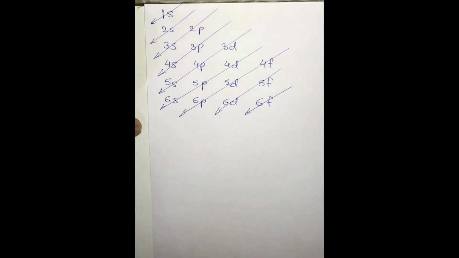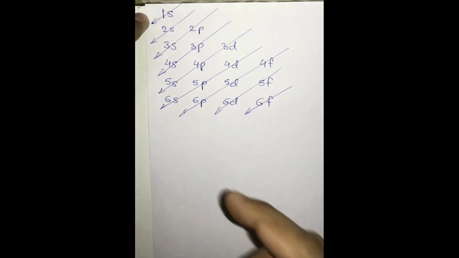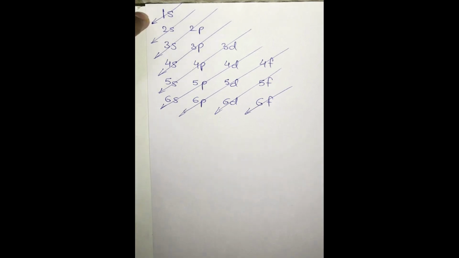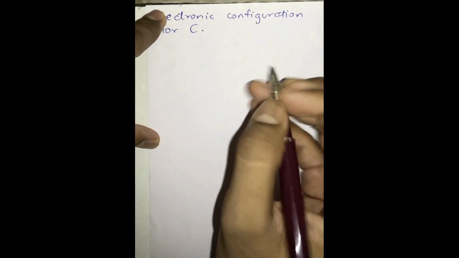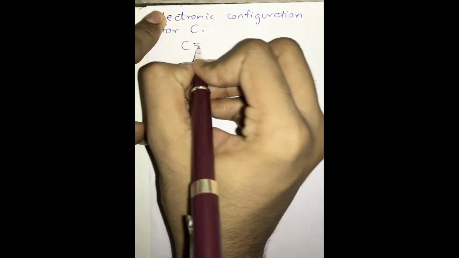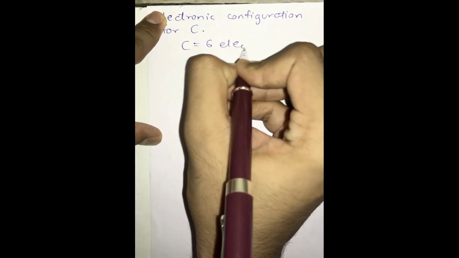So hey guys, we are now on my book, where I have drawn the similar diagram. Let us understand a question over here which tells us to write the electronic configuration for carbon. The first thing that we must know is that carbon has 6 electrons.